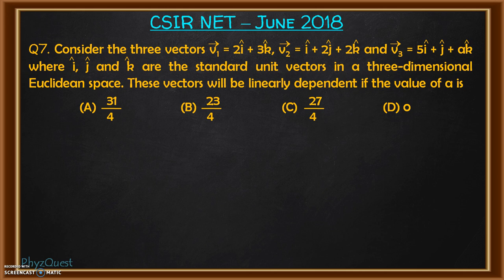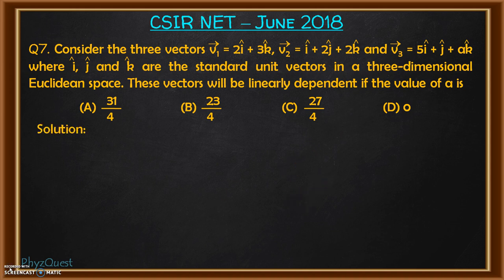Question number 7 here is: consider three vectors. V1 is equal to 2i cap plus 3k cap. V2 is equal to i cap plus 2j cap plus 2k cap, and V3 is equal to 5i cap plus j cap plus a k cap, where i cap, j cap, k cap are the standard unit vectors in 3D Euclidean space. The question here is, these vectors will be linearly dependent if the value of a is equal to what? So this is the solution.